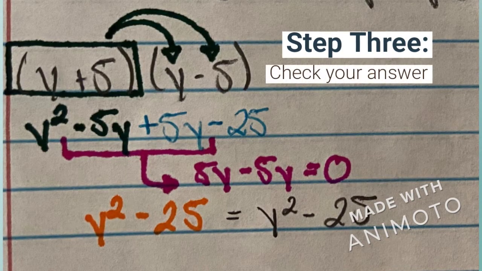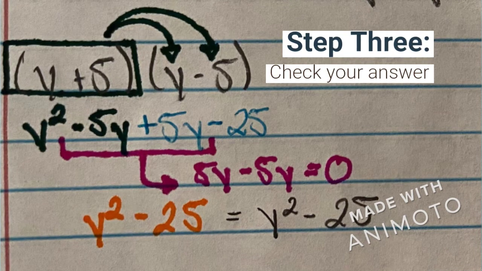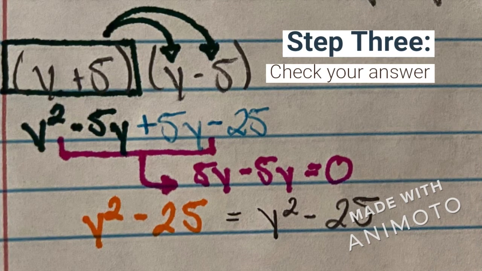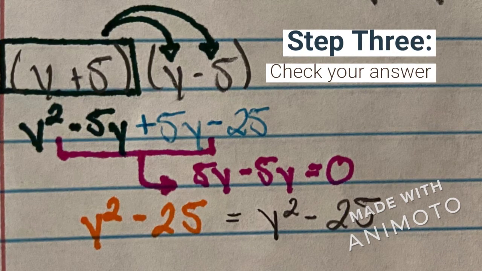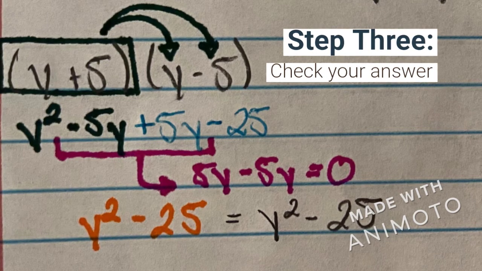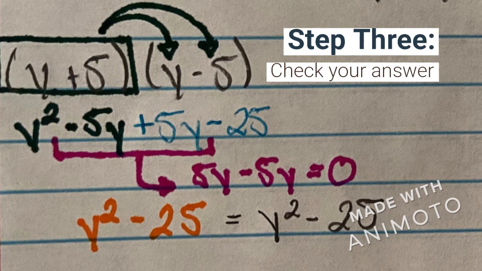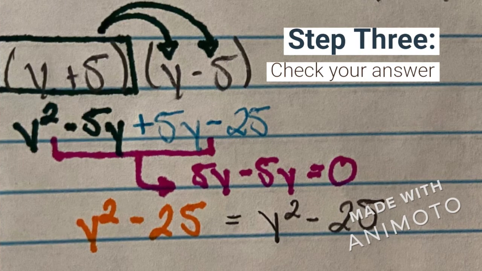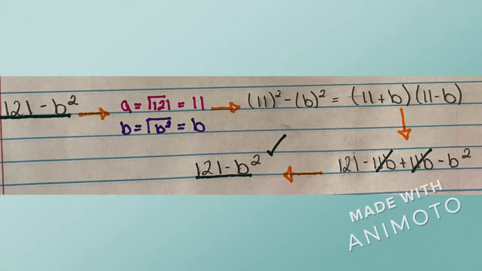Now that we have our equation, we're going to go ahead and check our answer by using the distributive property. So we're going to begin with distributing the y plus 5 into the y minus 5, giving us y squared minus 5y plus 5y minus 25. So when you combine your like terms, you want to combine the negative 5y plus 5y, giving you a total of 0. So you're left with y squared minus 25, which is the same as what you started with.